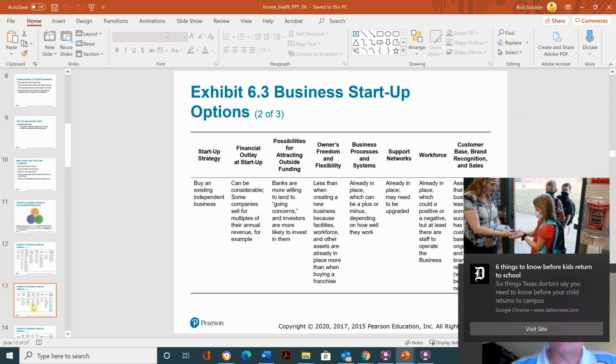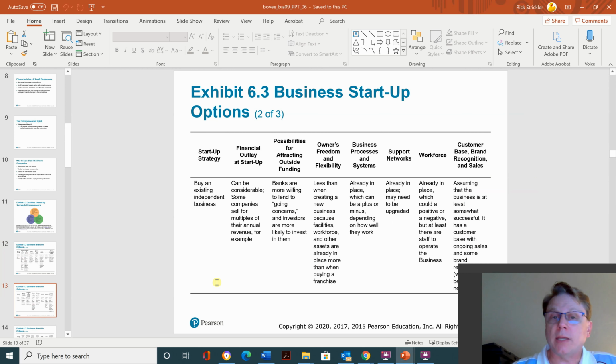Financial outlays can be considerable. Again, if you look at Tesla, how much money it would cost to create an electric car manufacturing company and retail operation, enormous amounts of money. And he had to go through public financing and then an IPO, initial public offering, to get the money to keep going. Possibilities for attracting outside funding would be angel investors or other types of investors. Owners' freedom and flexibility, we talked about that. We talked about the rest of those. Okay, next.